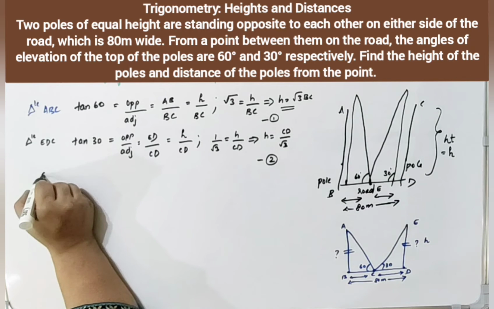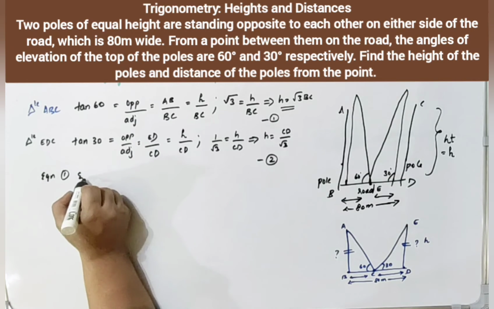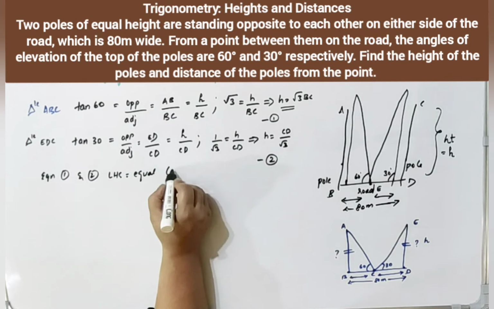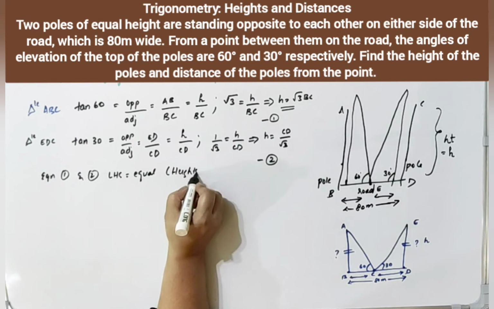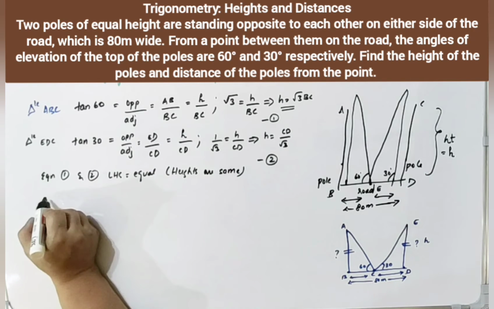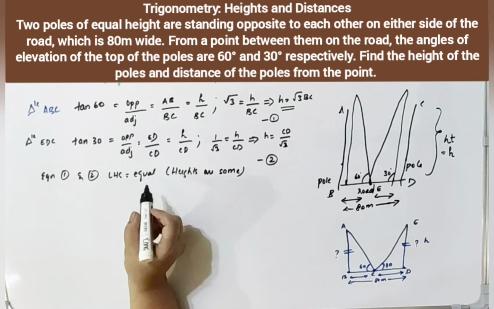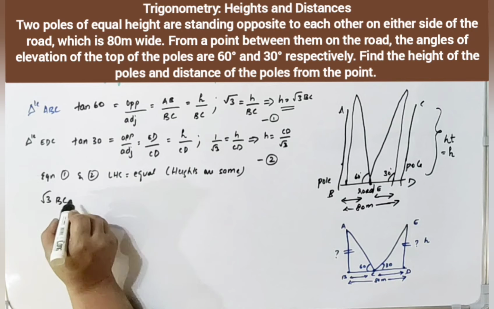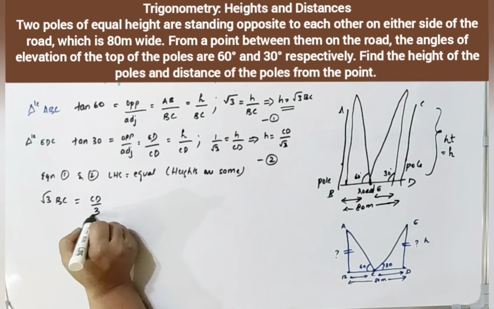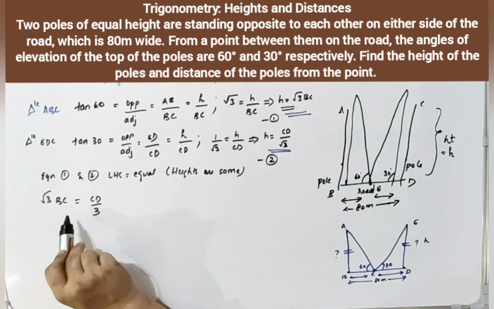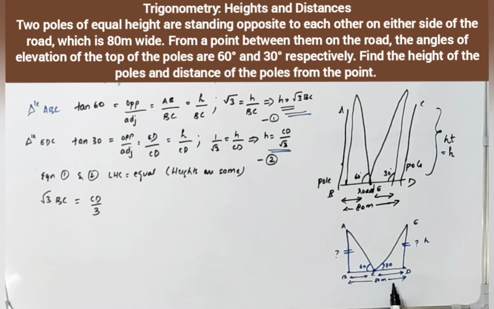So actually equation 1 and equation 2, LHS is equal. That is, heights are same. So since the LHS are equal, the right hand side is also going to be equal, which is nothing but root 3 BC is equal to CD by root 3. So we have taken this one and this one. We know that BC and CD together, B to D is 80 meters.